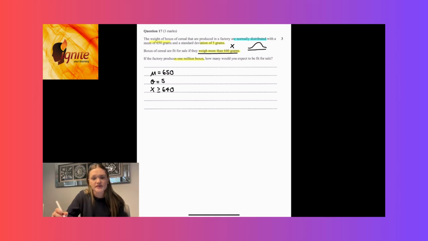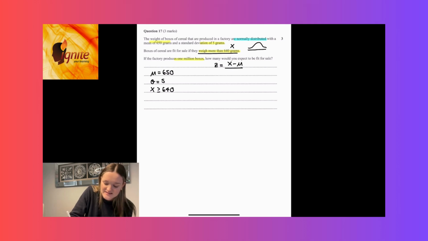So since we said it was related to that bell curve that's in our formula sheet, our bell curve is linked to our Z-scores. So we want to find a way that we can turn our X values into our Z-scores, and we're going to be doing that by using the Z-score formula. So we have Z is equal to X minus our mean over our standard deviation. Therefore our Z-score for this particular outcome is going to be 640 minus 650 over 5, which is going to give us a standard Z-score of -2.